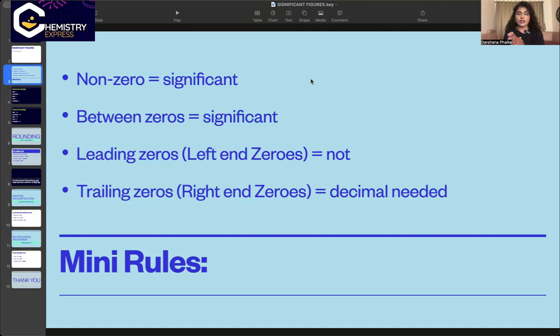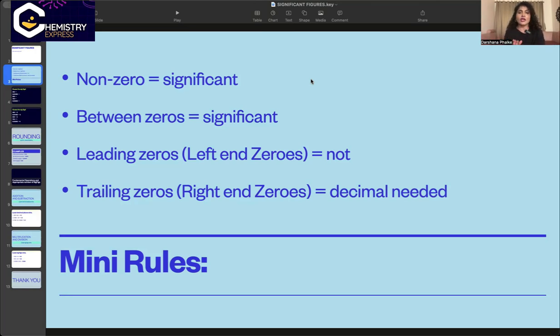Now leading zeros, that is the zeros which are in the beginning of the measurement, they are called left end zeros, and they are never significant. So whatever zeros are in the beginning of the measurement are never significant. So if you have something like 0.0005, all the zeros which are at the left end are not significant.